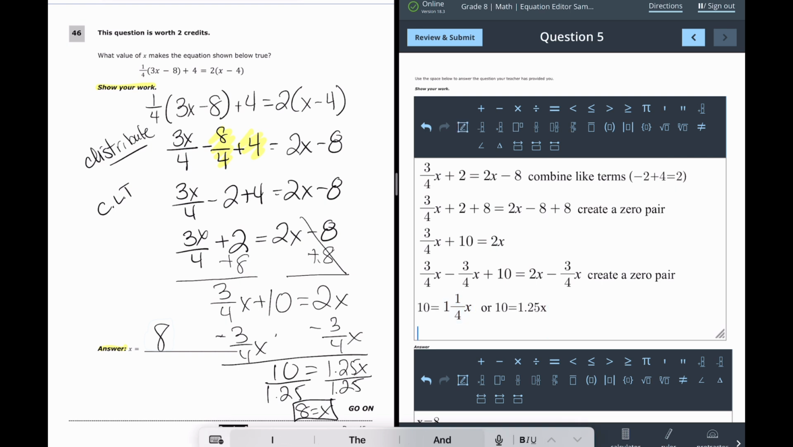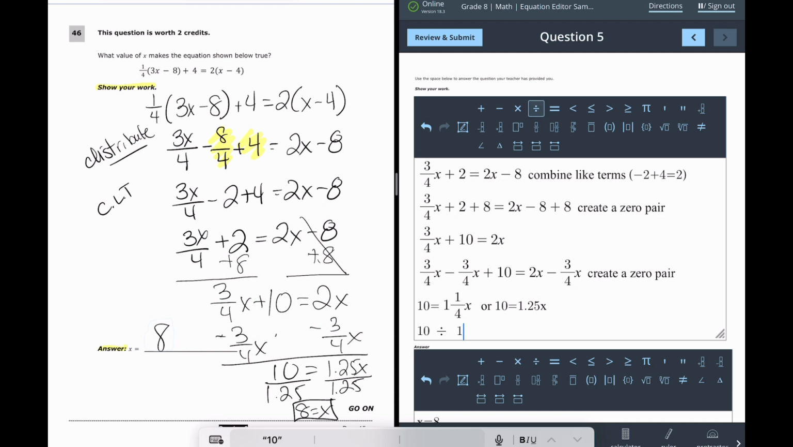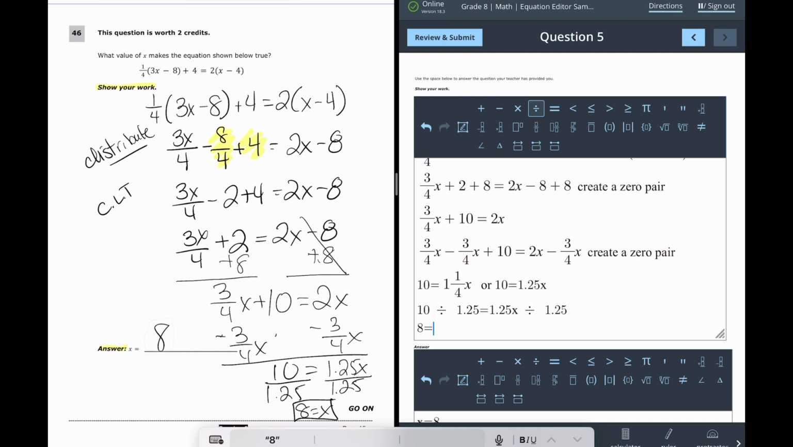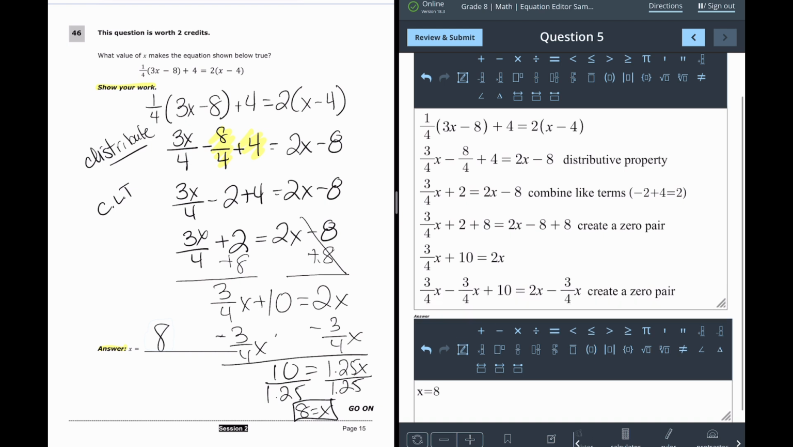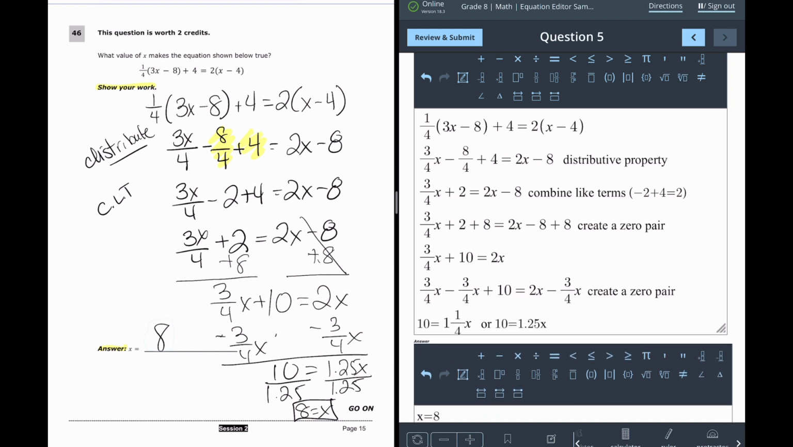Okay, and now I'm going to do the last part. 10 divided by 1.25 is equal to 1.25x divided by 1.25, and our final answer, 8, is equal to x. Whew, we are done. And we did that one to isolate the variable. So yeah, this is a lot. Here's all our steps. We had our final answer, and we moved this up a little bit so we have it in here so we can just kind of see all our work.